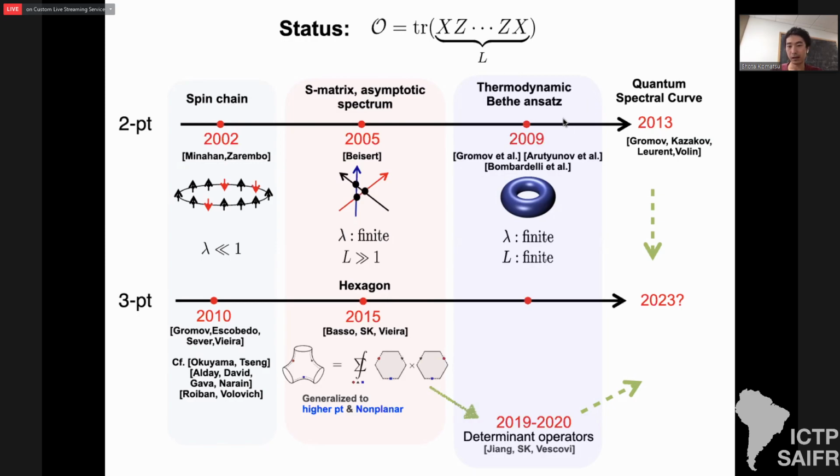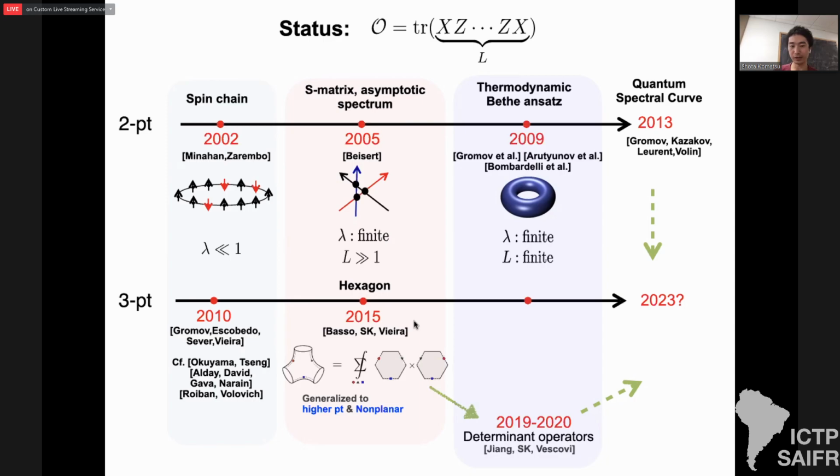And then the method was reformulated into a beautiful and elegant formalism called the quantum spectral curve in 2013. Similar development happened for the three-point function. First, people analyzed it at weak coupling using the spin chain method. And then later, we succeeded in generalizing these results to finite coupling, but in the limit of large lengths. That is the method called hexagon.